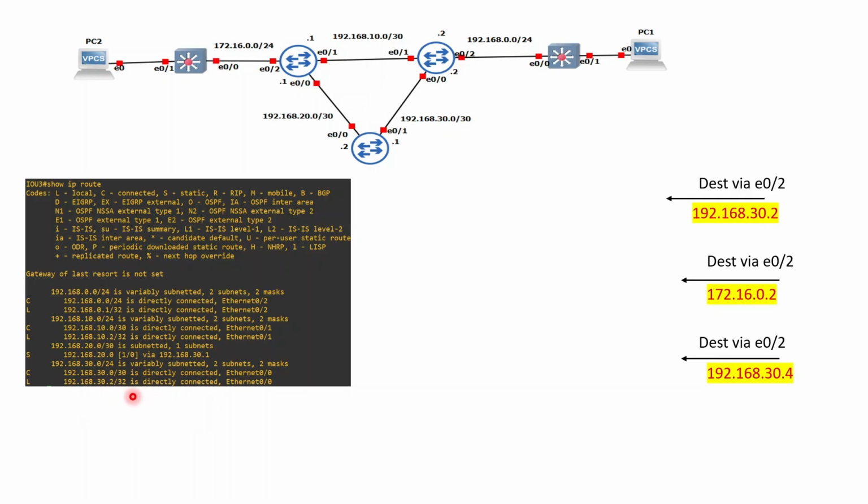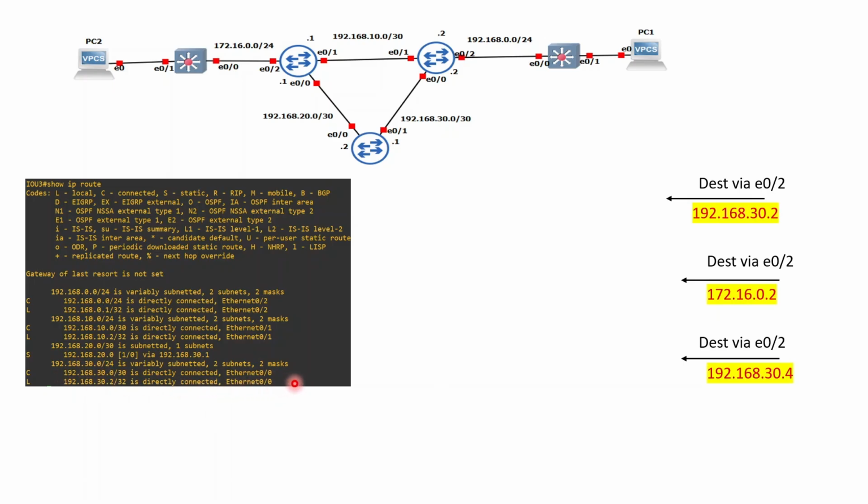Now, the question comes here. Looking carefully, there are two options. There is one which is C, which is connected, but the other one is L, which is local. But also, in the directly connected route 192.168.30.0/30, it is directly connected via Ethernet 0/0. Why did the router not use this interface?